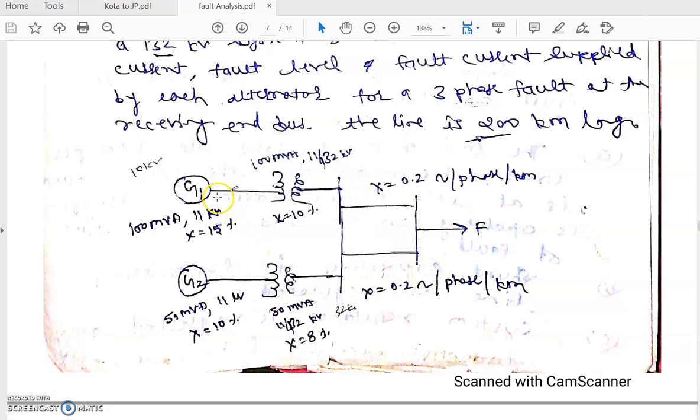So as we recalculate the values, we can redraw the diagram. This is 1 angle 0, 1 angle 0, and the impedances are shown here. The transformer is replaced by its impedance, then G2, and then there is the impedance of G2 and the transformer T2 impedance. Then there is a line. Then again there are two impedances which are in parallel, and this is the fault point F.